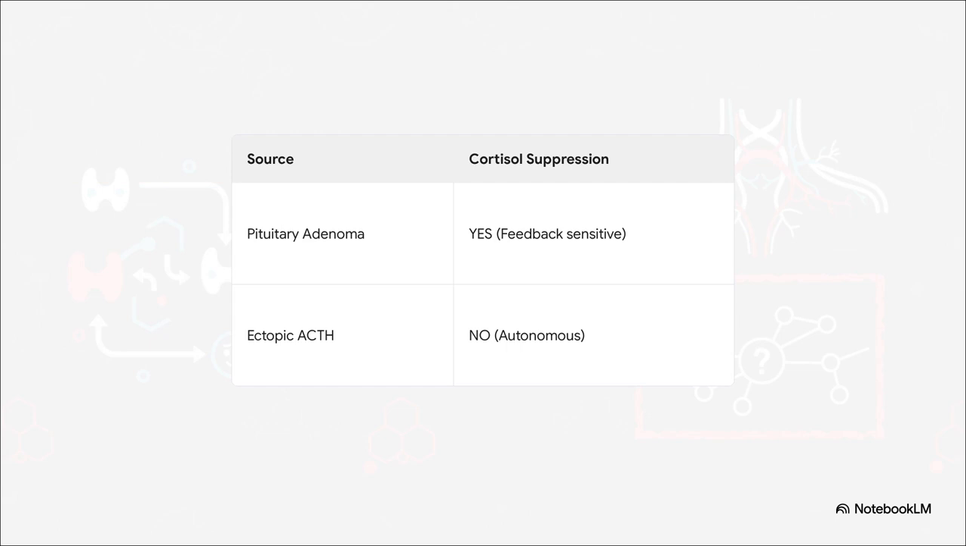This is brilliant because it perfectly exploits feedback sensitivity. Think of it like this. A pituitary adenoma is basically normal tissue gone rogue, right? But it still remembers the rules of negative feedback. Hit it with a massive 8 milligram dose of dexamethasone, and it will temporarily suppress its ACTH production. But an ectopic tumor, like lung cancer, is completely autonomous. It's deaf to the endocrine system and will absolutely not suppress, no matter what you do.